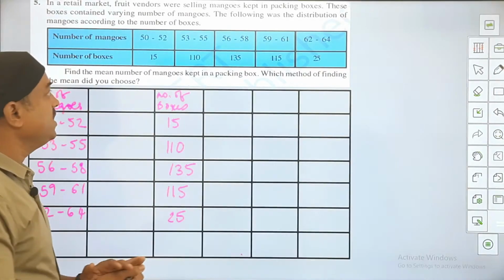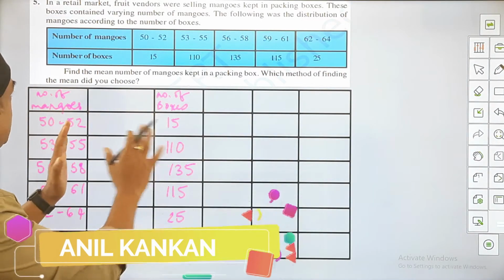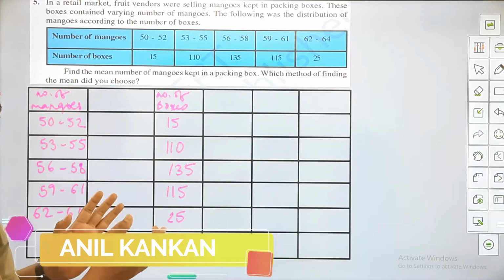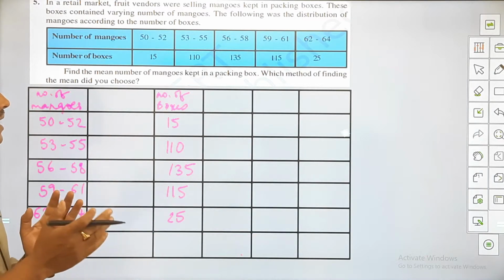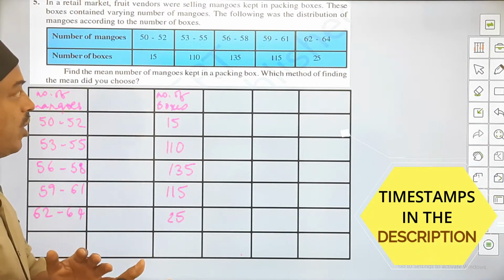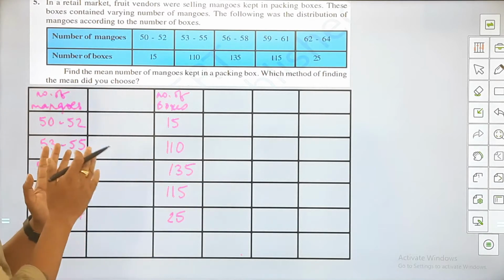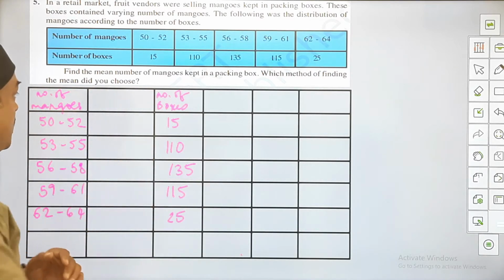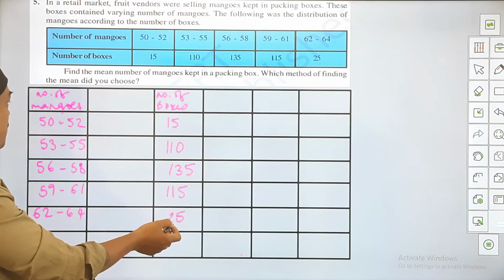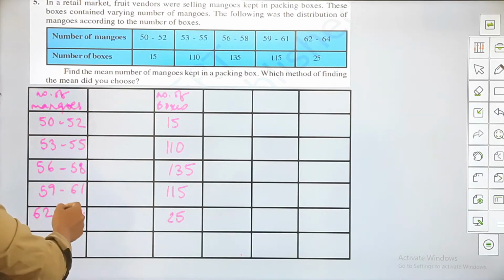Now, if you see this fifth question, it says that in a retail market, the fruit vendor was selling mangoes kept in packing boxes. These boxes contain a varying number of mangoes. You can see the number of boxes is provided here, and the number of mangoes is provided.